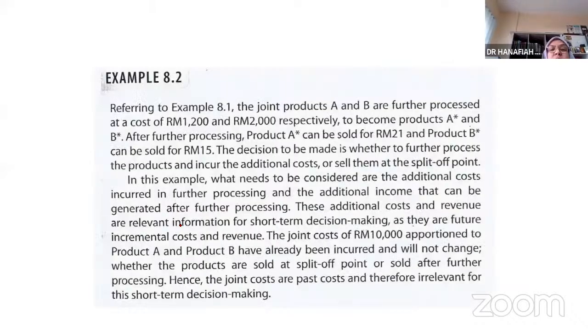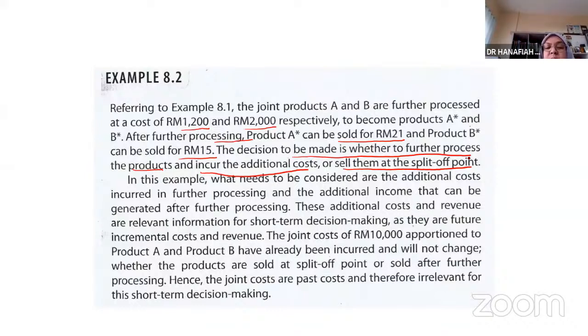Let us look at example 8.2 here, which actually refers to the previous example. However, we have further process, and the further process costs 2,002 and 2,000 as we mentioned earlier. And the further processed products can be sold at 21 and 15. The decision to be made is whether to further process the product and incur the additional cost or sell them at split off point.